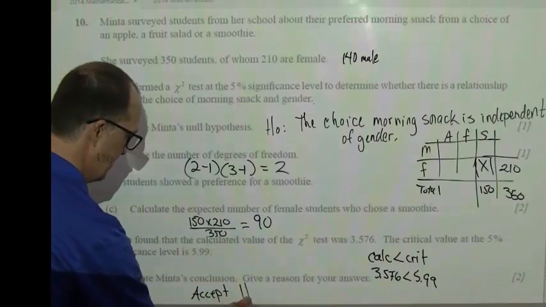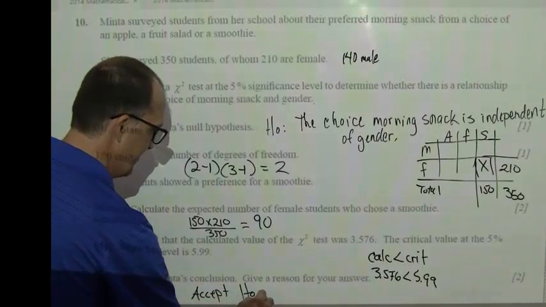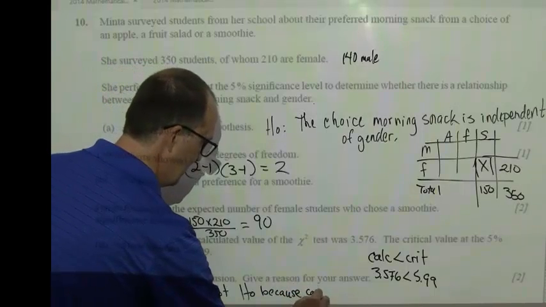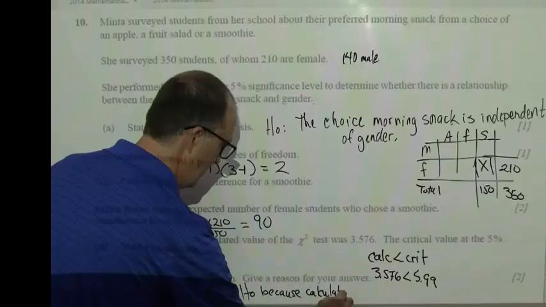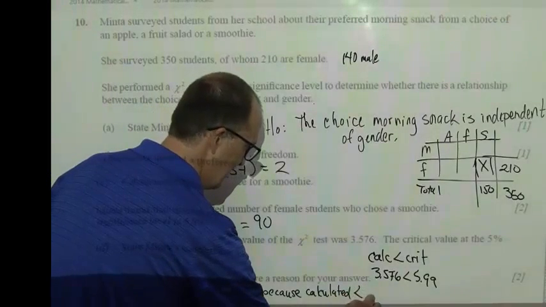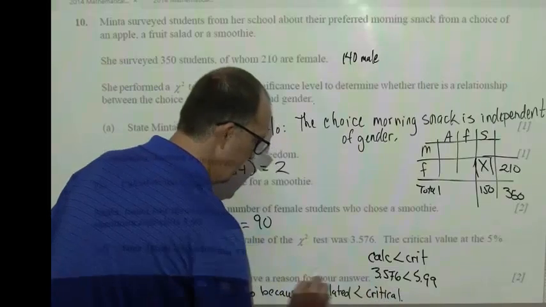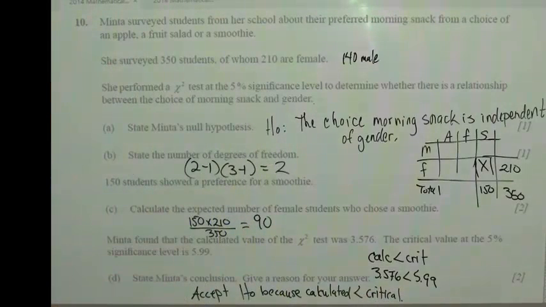State her conclusion. I accept the null hypothesis because the calculated value was less than the critical value. You must have that reason, otherwise you will not get the 2 points.